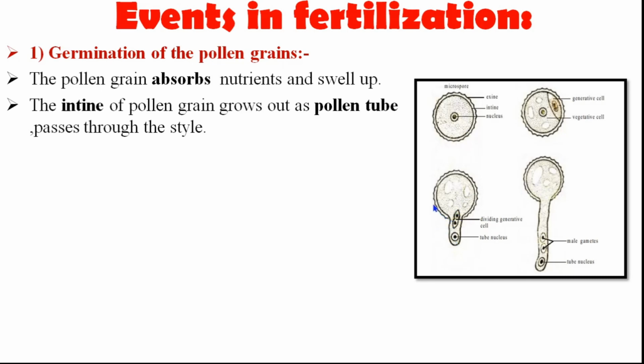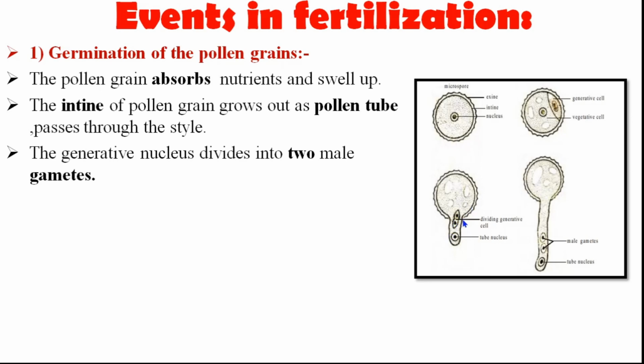How is the pollen tube developed? It is developed from the intine of the pollen grain. Because the intine is thin walled, the pollen tube develops from the intine and from the point known as the germ pore, because the germ pore is the weak point from where the pollen tube arises. The generative nucleus divides into two male gametes.